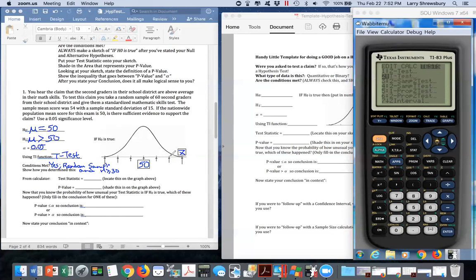And when I see where it landed, I'm going to ask myself, now what's the probability of getting a test statistic that extreme or more extreme if the null hypothesis is true? And that is what a p-value is. Okay, so let's go ahead and do this.